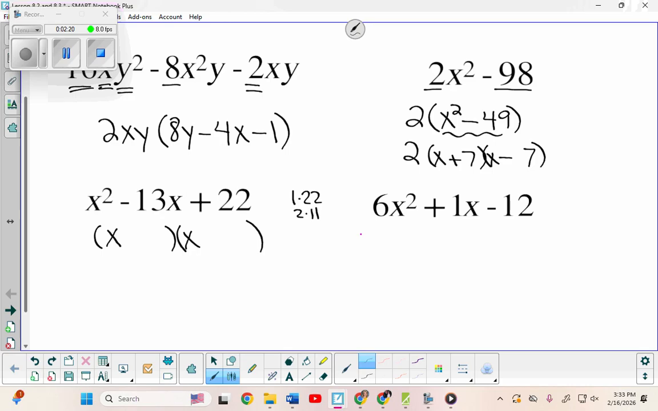The ones that add up to 13 are the 2 and the 11, but we want those to give us a negative 13. So they both have to be negative. So negative 2 and a negative 11 give us a negative 13, and then we have to double check. If we take a negative 2 times a negative 11, yep, that gives us a positive 22. And then we are going to skip the next one for right now.